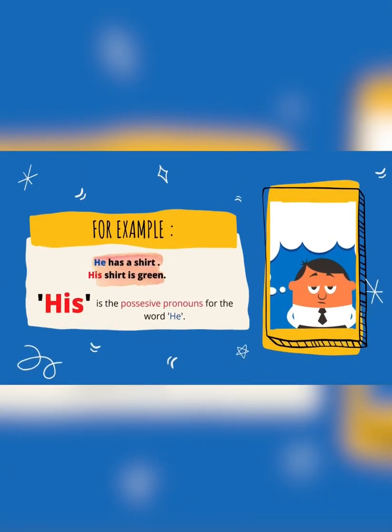Okay, for example, he has a shirt. Dia merujuk kepada budak lelaki, ada baju. His shirt is green. Baju dia berwarna hijau. So the word his merujuk kepada he, budak lelaki itu.